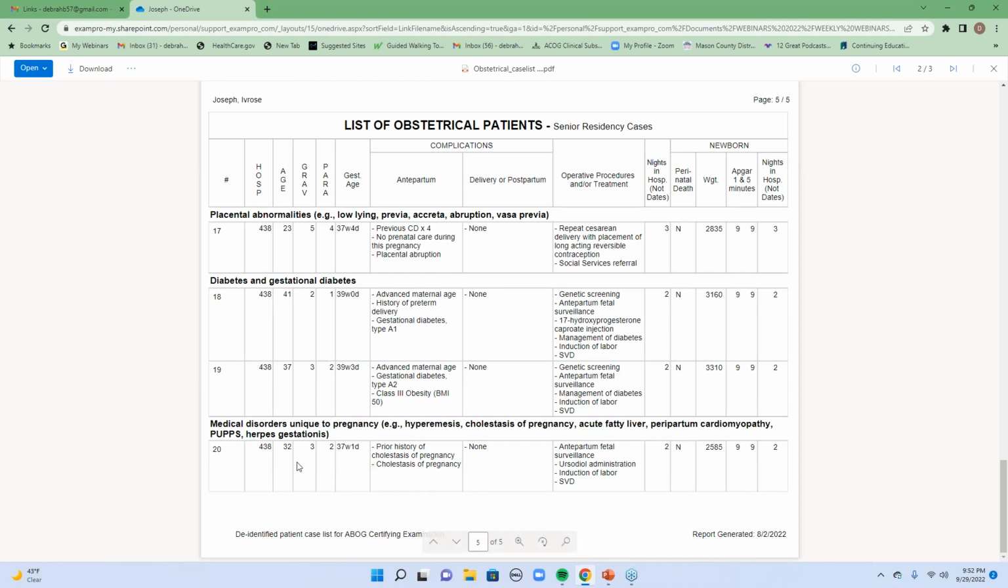Let's look at patient 20, 32-year-old G3P2. She had cholestasis in a previous pregnancy. So if you have cholestasis in a previous pregnancy, do you know what's the likelihood that it can recur in a subsequent pregnancy? The recurrence risk in a subsequent pregnancy can be as high as 90%. Yeah, it can be super high.